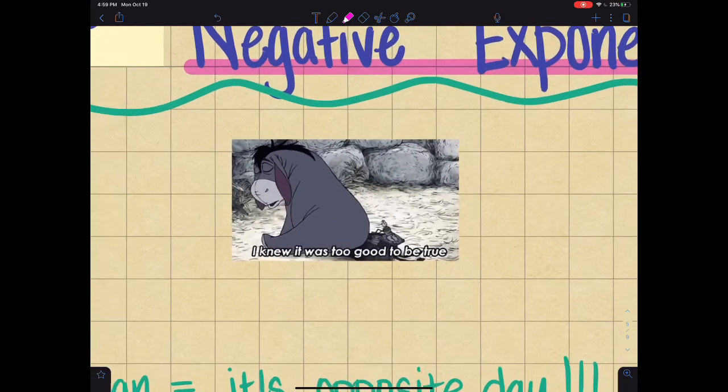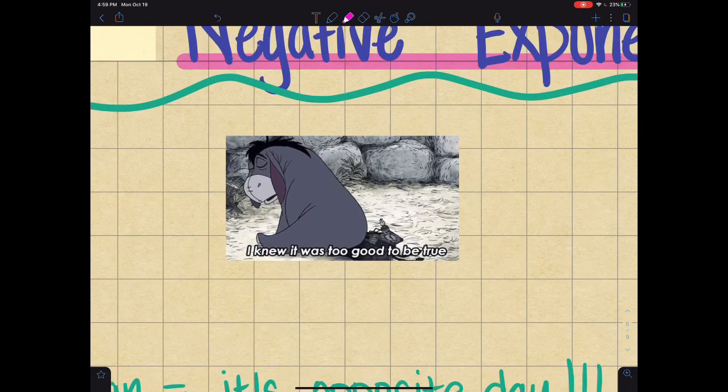This is why I put Eeyore here, because he's like the most negative person I know other than Danny. Don't tell him I said that. Okay, so he's saying, I knew it was too good to be true.